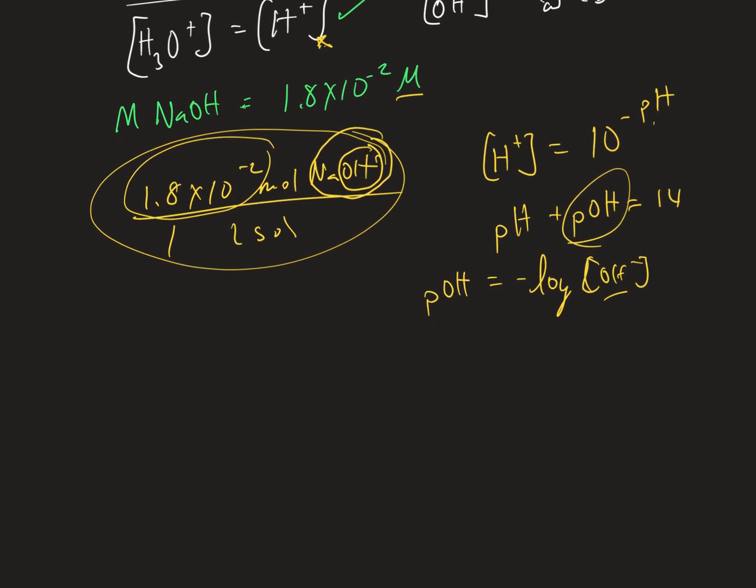So now what we're going to do: pOH is equal to negative log of 1.8 times 10 to the negative 2. Are we good? So let's figure that out.